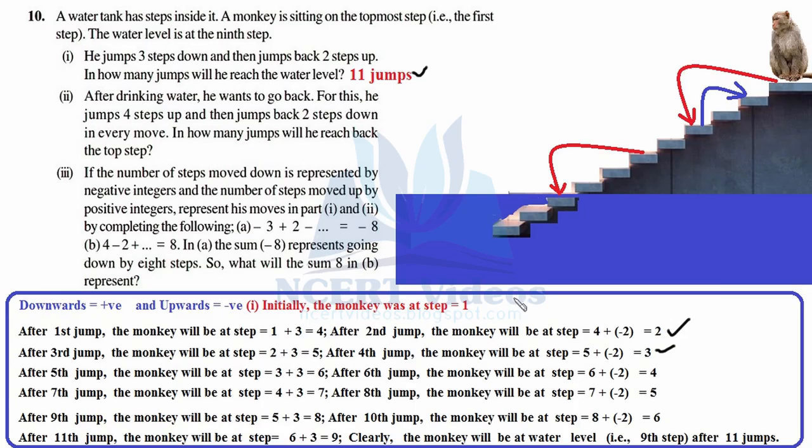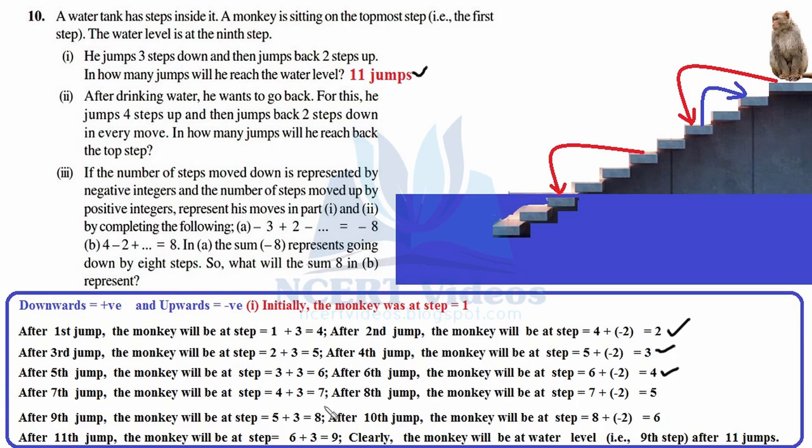Alright. Now at the 5th jump, what does he do? The monkey will step as 3 plus 3 is 6. You have to just take the previous step and add 3 to it. So he'll be at 6. Now he makes another back jump, which will be taken as negative. So he'll be at the 4th step. Similarly, you can do the rest of it until he comes towards the final step.